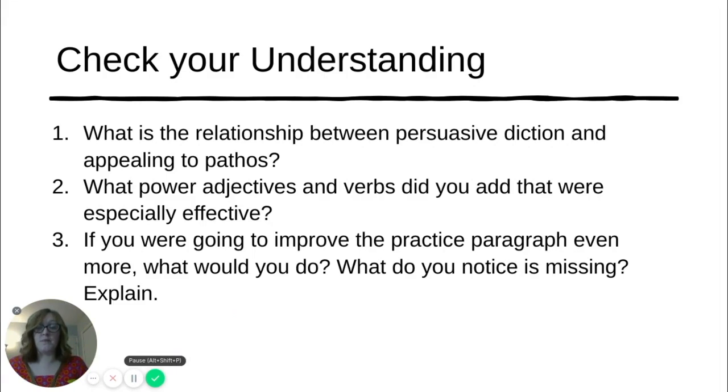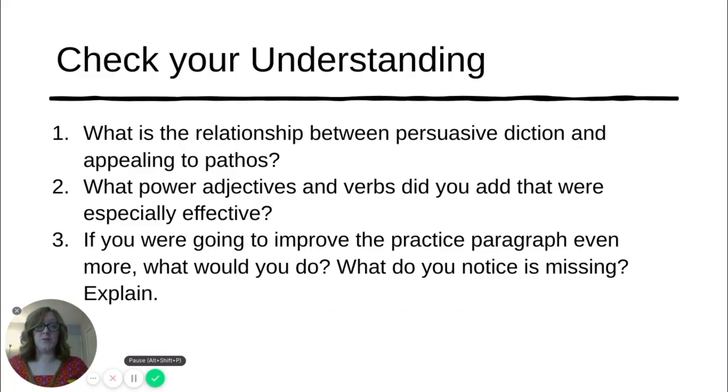Now that you've had time to check your understanding, let's go over each question. Question number 1. What is the relationship between persuasive diction and appealing to pathos? Persuasive diction is when one persuades an audience with word choice. The relationship between persuasive diction and pathos is that pathos adds an appeal to the audience's emotions through that word choice.